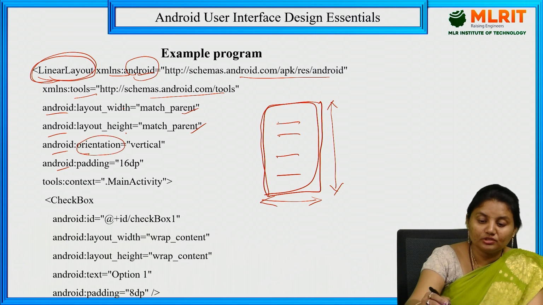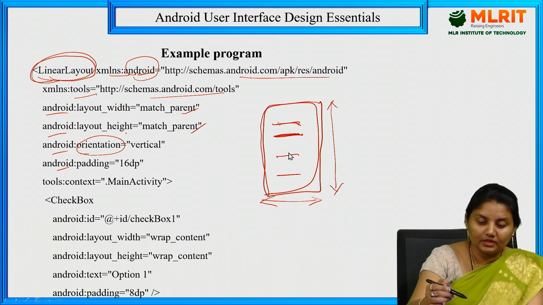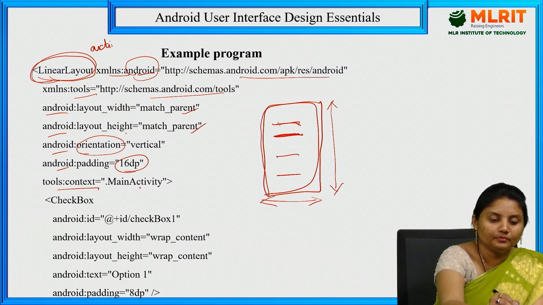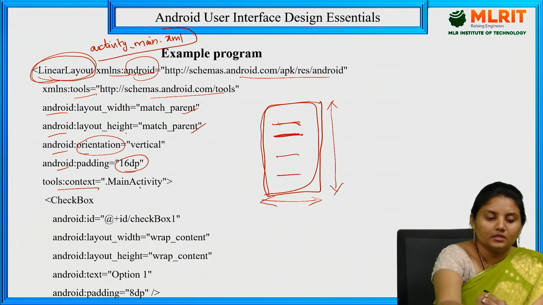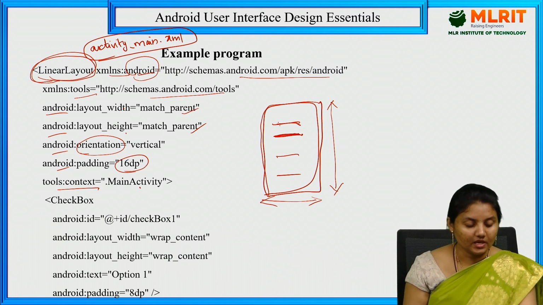Orientation should be vertical. Vertical means one component is displayed, and after this, linearly, meaning sequentially, the data should be displayed vertically, with the next component below the first component. How much should the padding be? The padding should be 16dp. And tools:context means the main activity. This XML program, activity_main.xml, has to be bound with your Java program, the main activity.